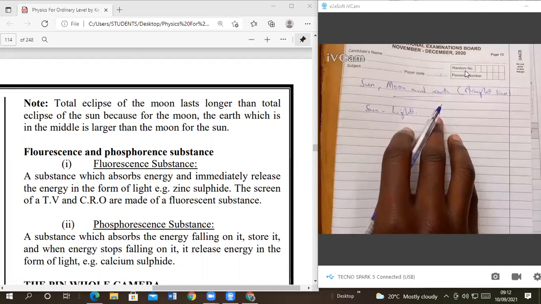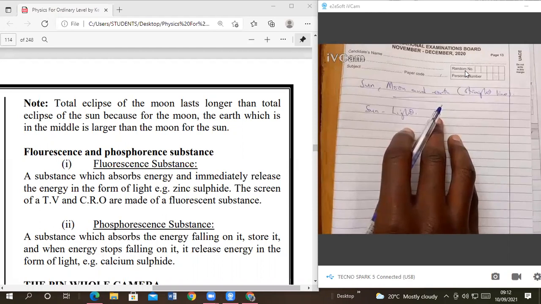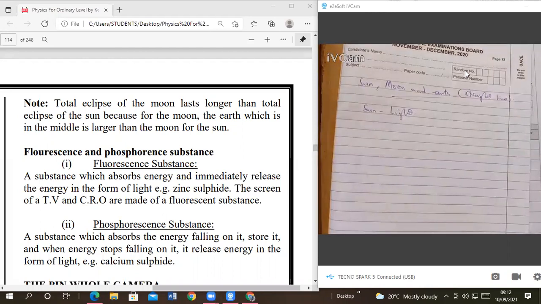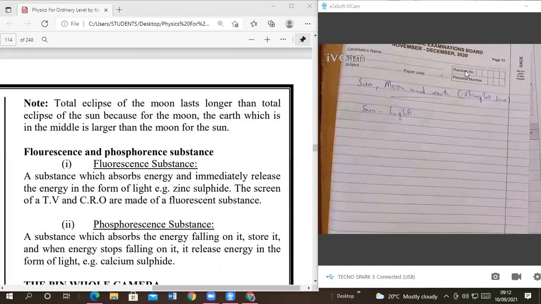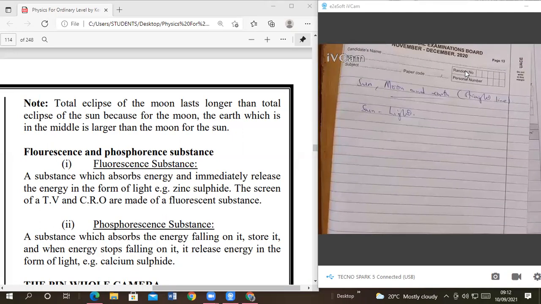We said for the fluorescent substance, they absorb and immediately release the energy in the form of light. An example we gave is zinc sulfide, and the big example we have is the TV screen that we use. The old screens, not the modern screens you have these days. Then we have the CRO, the cathode ray oscilloscope. They are also made of fluorescent substance.